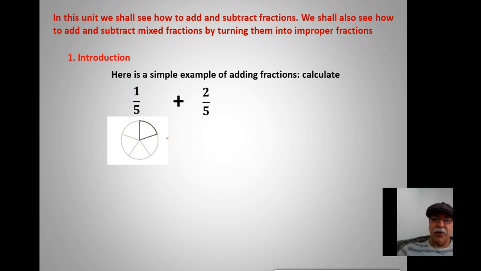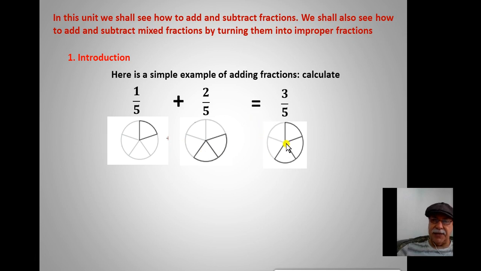We add 2 over 5. We add 2 parts again from another circle, the same circle, 1 2 3 4 5. We take 2 parts from this. We want to see how much the result is: 3 parts, 1 2 3. This 2 and this 1 become 3 out of 5 for the whole circle.